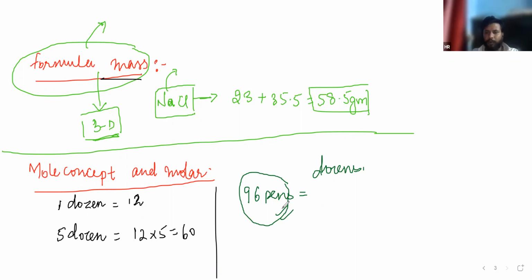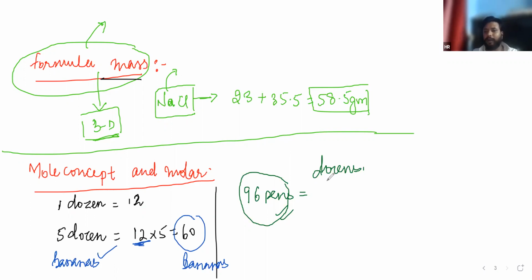We have to convert it into dozens, not in number. For number, we just multiply by 12. Just suppose 5 dozen bananas are here. That means 60 bananas are present in 5 dozens.